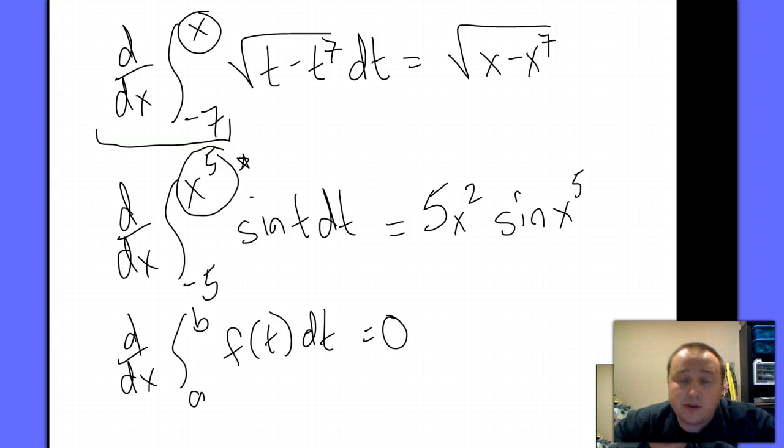Second fundamental theorem of calculus. It's something that I see a lot, and it seems a lot of people struggle with it.